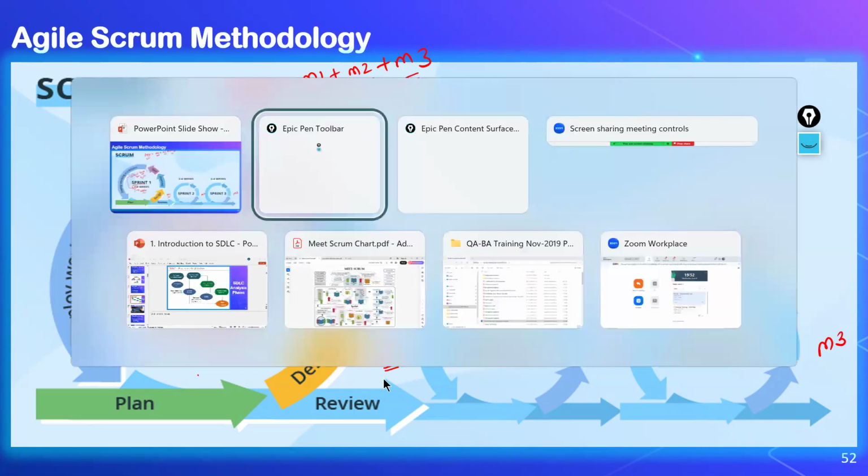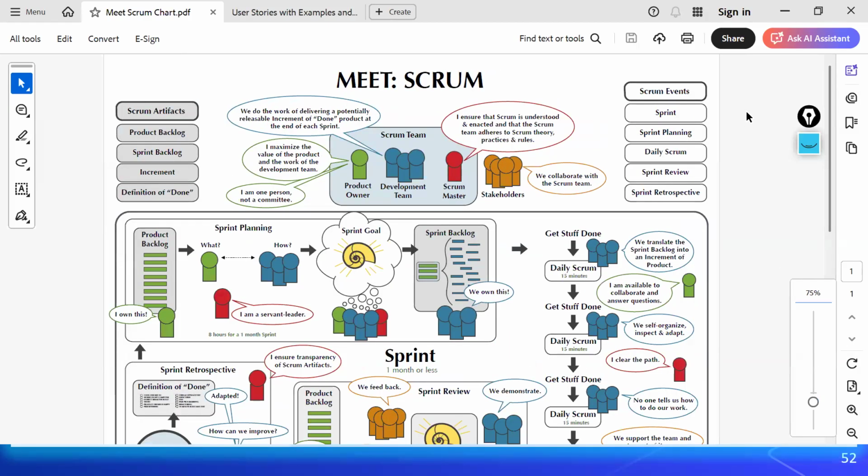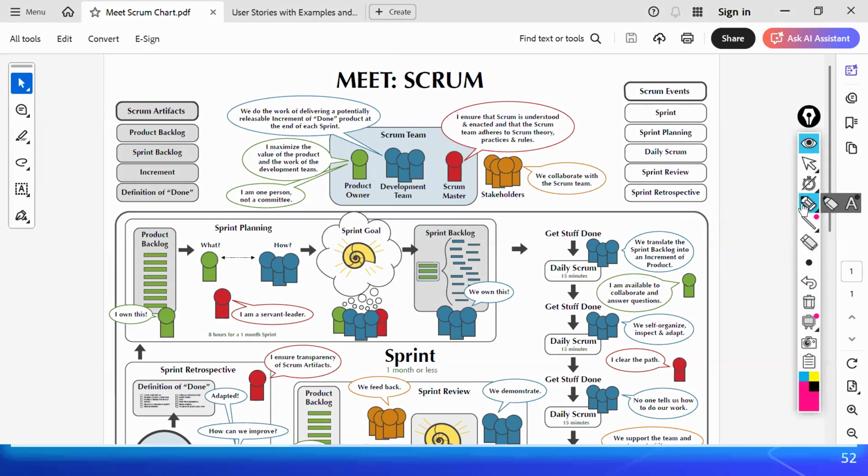Since you guys are already working with this, I have this document which will help us understand some key terminologies in Agile Scrum. First of all, let's just talk about the team.